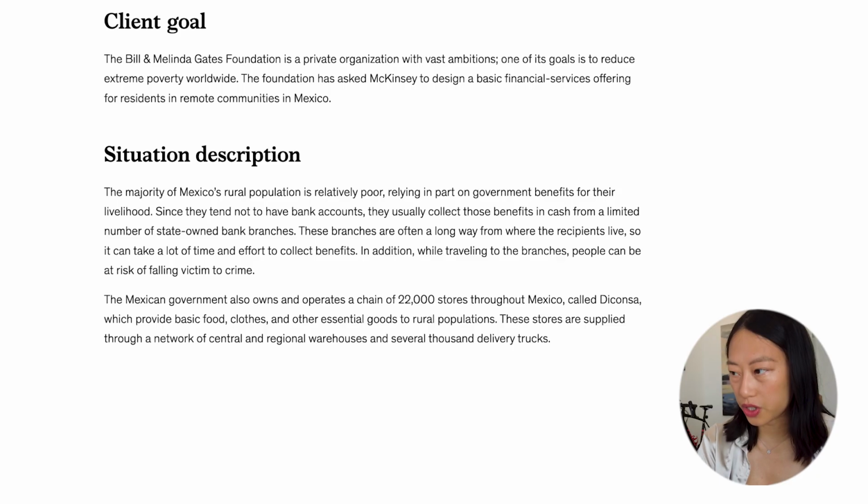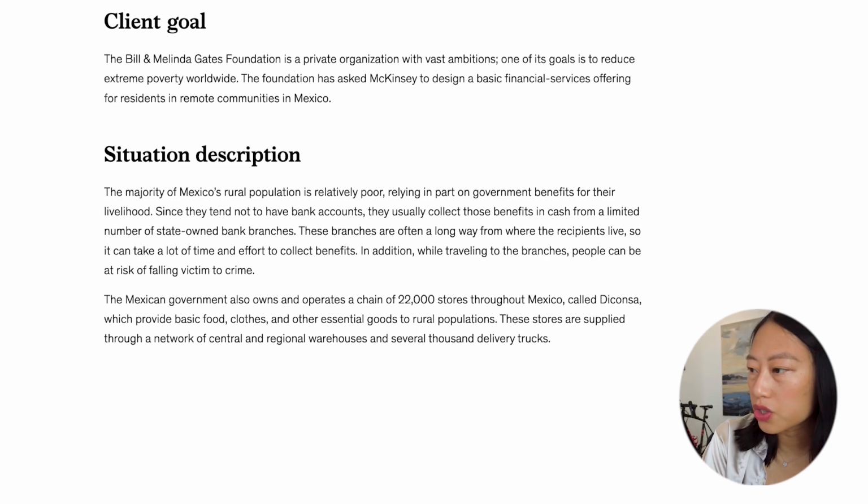So what is the situation? The majority of Mexico's rural population is relatively poor, relying in part on government benefits for their livelihood. Since they tend not to have bank accounts, they usually collect those benefits in cash and from a limited number of state-owned bank branches. These branches are often a long way from where the recipients live, so it can take quite a lot of time and effort to collect benefits. In addition, while traveling to those branches, people can be at risk of falling victim to crime.